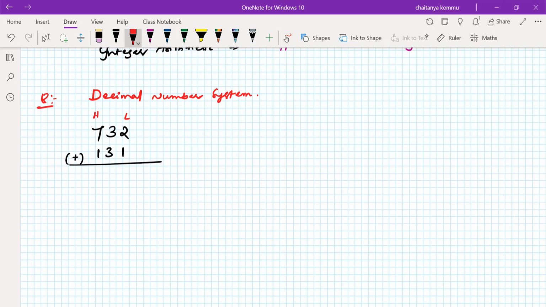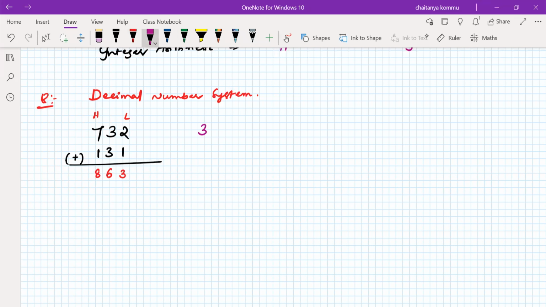So 2 plus 1 is 3. The answer is 3 here. So 3 plus 3 is 6, we know that. 7 plus 1 is 8, we know that. So this is the arithmetic operation that we can perform on the decimal number system, right? So we don't find any problem.